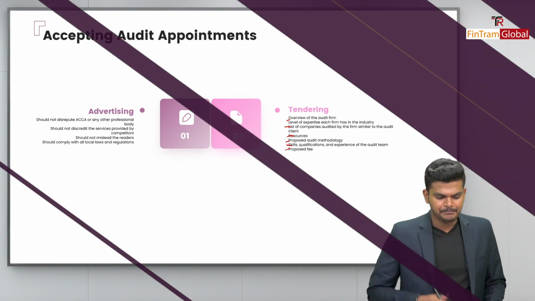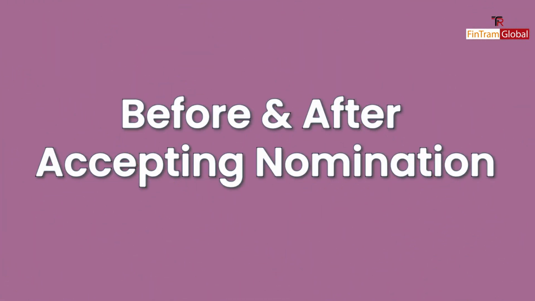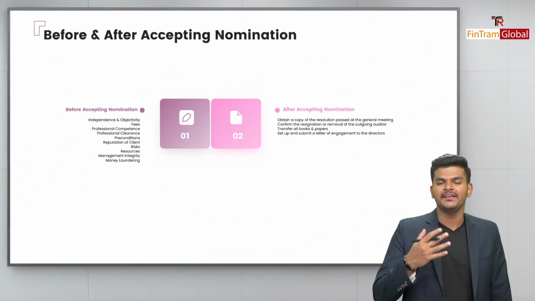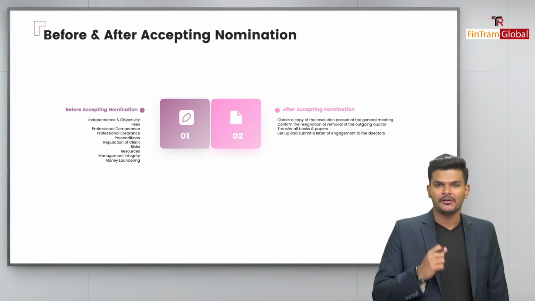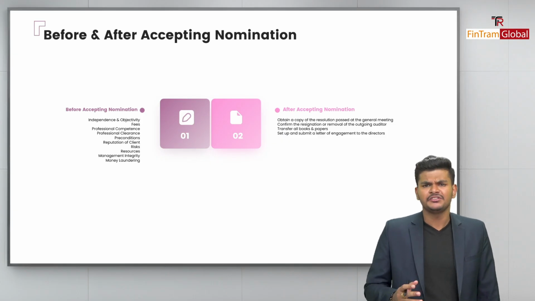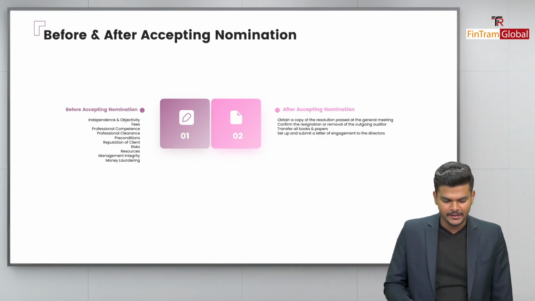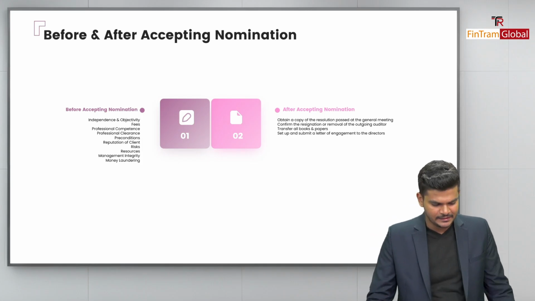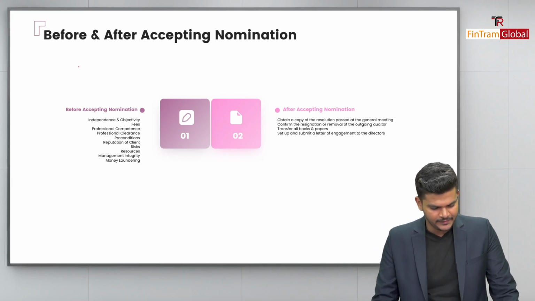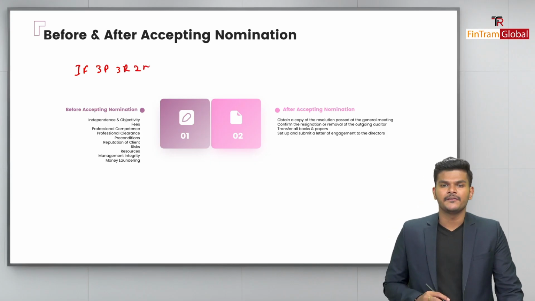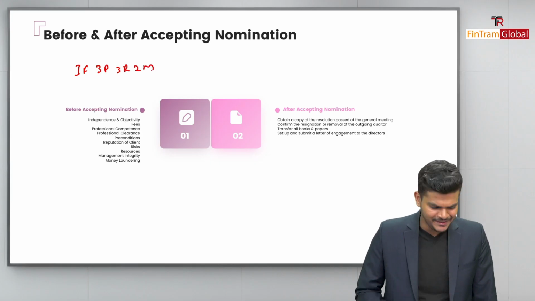Now, secondly, before accepting the nomination, right? Before I accept the nomination to audit that particular client, what all things should I do? I should conduct a client screening process, right? So as part of my client screening process, there's a mnemonic that you can remember here: IF 3P, 3R, and then 2M. Okay, folks. So what does IF 3P, 3R, and 2M mean exactly?